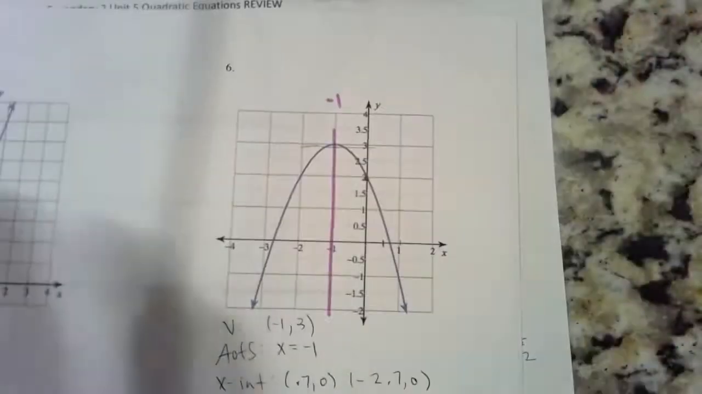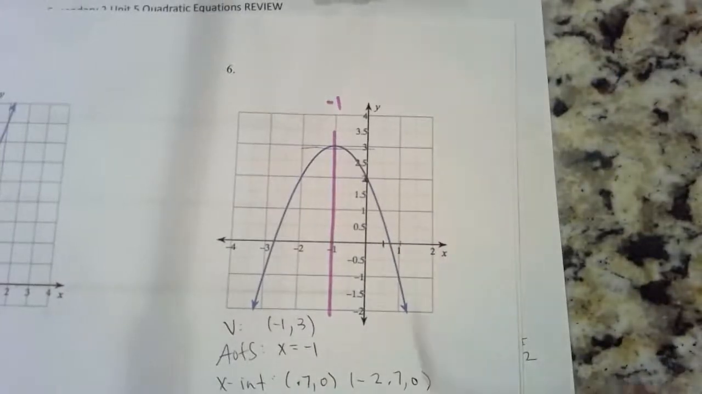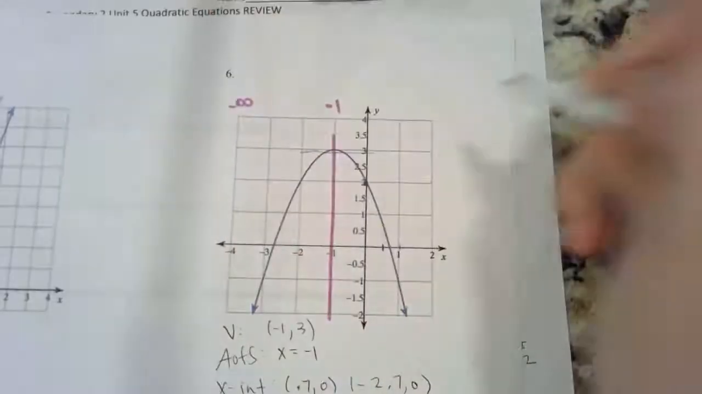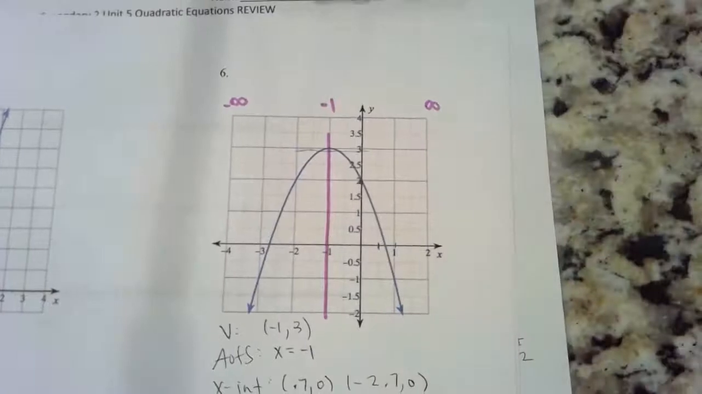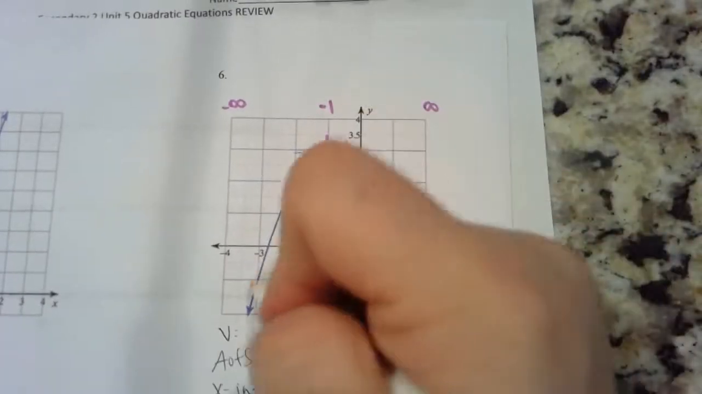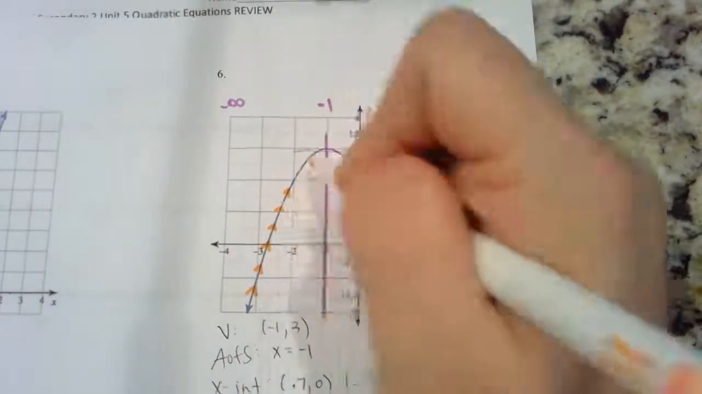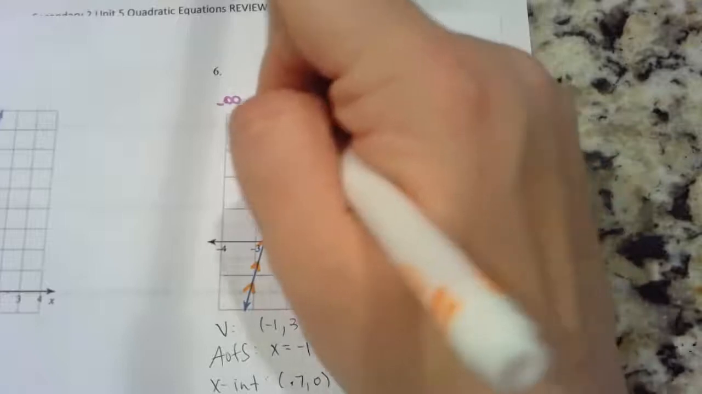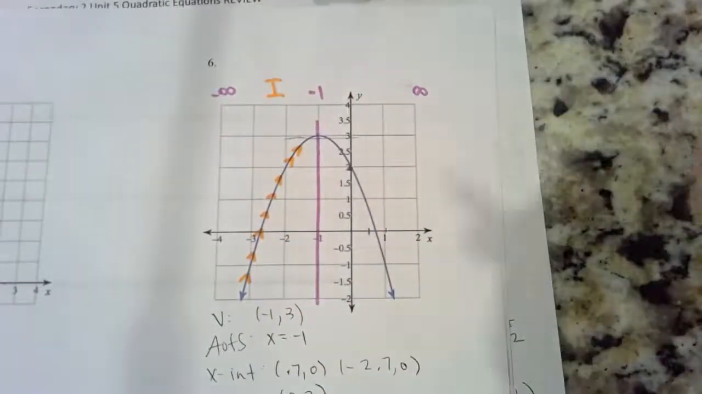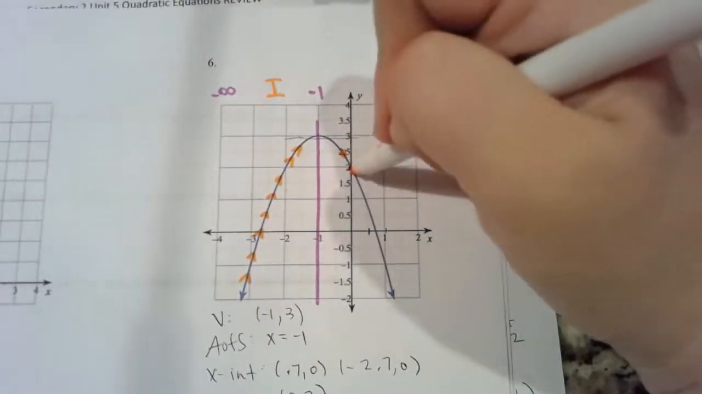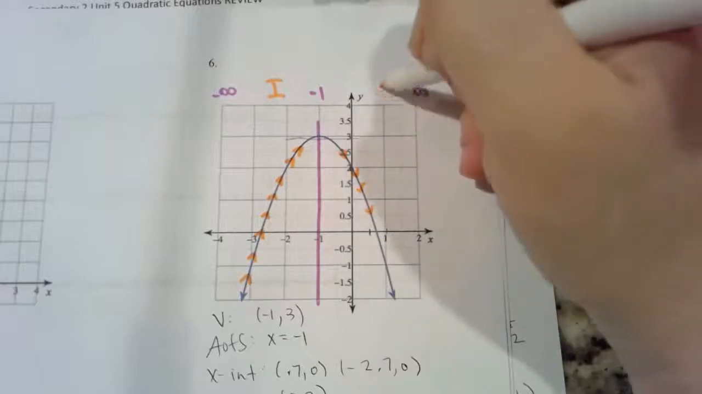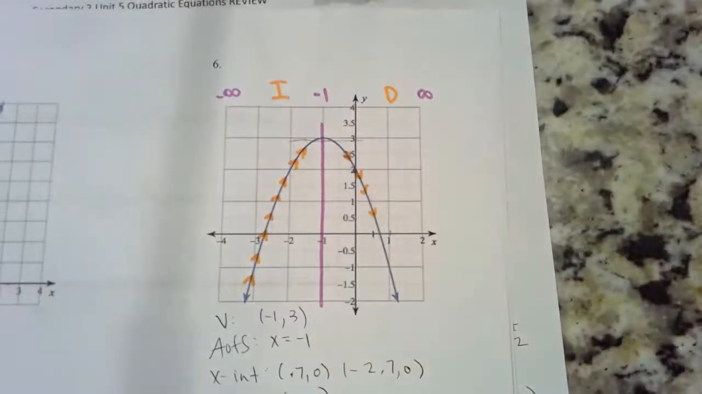And now we do the intervals where it's increasing, decreasing. So I have my negative infinity out here, my positive infinity out here. If you are on the roller coaster, in this interval, my graph is going up. So this is my increasing interval. Then it turns, and now the graph is going down. So this is my decreasing interval.